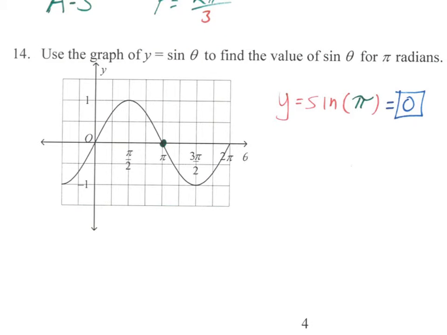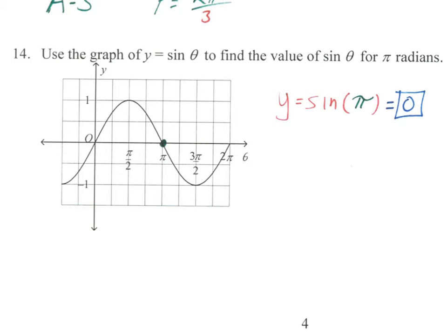Done. All right, for this question, be careful. Let's read it carefully. The graph of sine theta is right here. Use this graph as sine theta. So that is sine theta. To find the value of sine theta for pi radians. So what it wants to basically know is to put pi in for theta. So it's basically saying plug theta in, what's your output? That's all it's saying. So at pi, what is your sine value? Well, your sine value is 0.